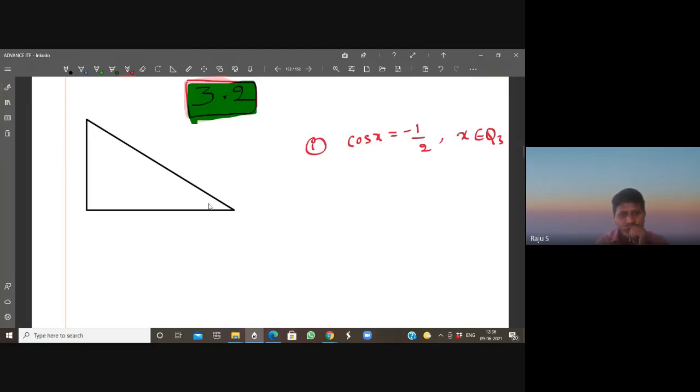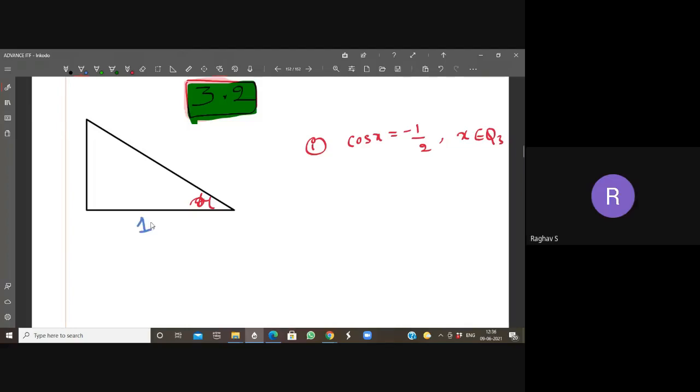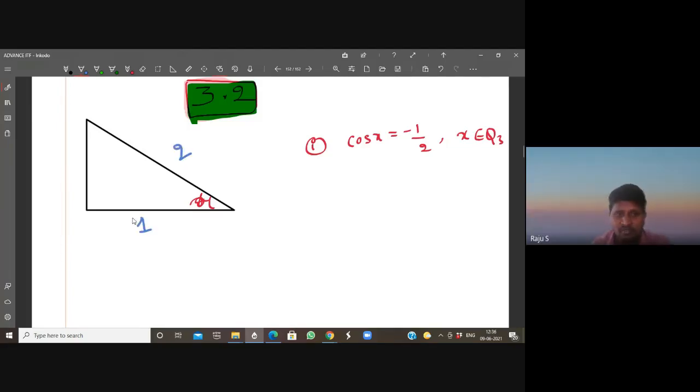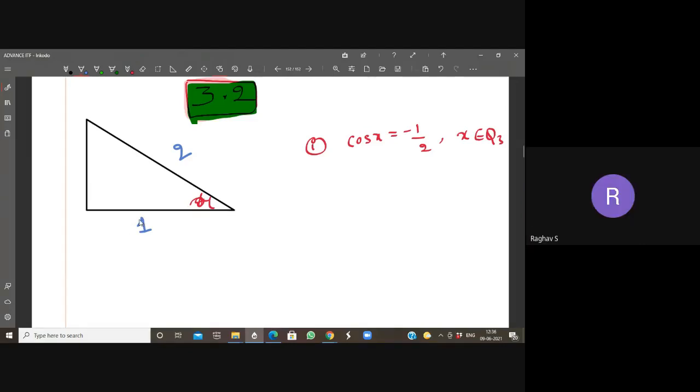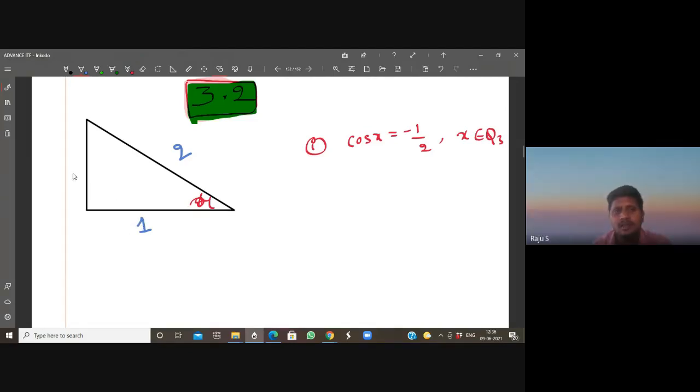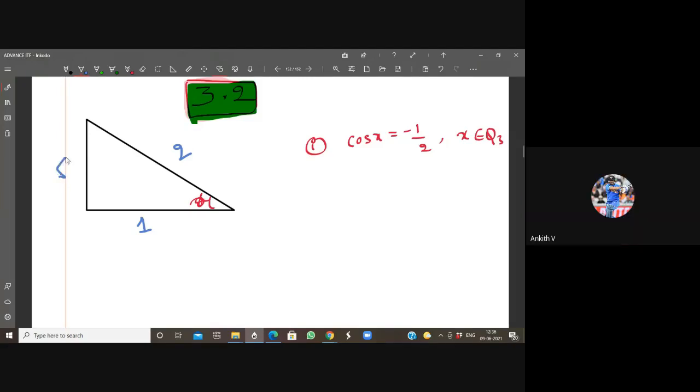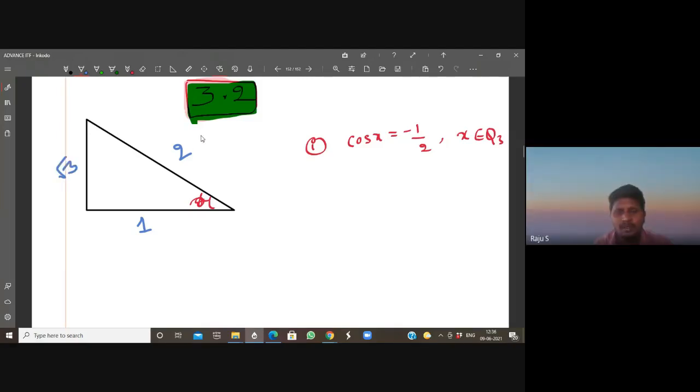First, here it is theta. Sorry, here it is x. Then cos theta means, what is cos theta? Adjacent by hypotenuse. It is -1 by 2, but don't take -1, just 1. Then here, what is the opposite value we are going to get? Root 3, sir. Am I right?